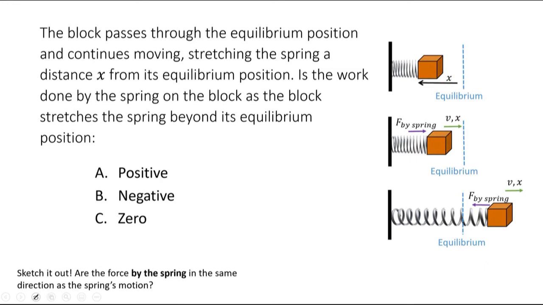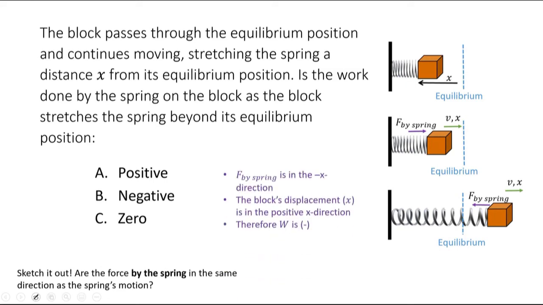After the spring passes through equilibrium, it's going to be pulling back on the block, right? It always wants to pull towards equilibrium. And so it's going to start pulling backwards on the block. And then the block, though, is still moving forward. It's still moving in the positive x direction. So now I have a force that's in the opposite direction compared to the displacement of the spring. And so I would say that the work is going to be negative. In other words, the angle between them is 180 degrees, right? So you end up with that negative sign.